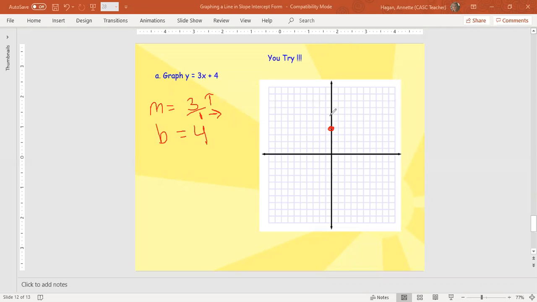My slope is 3 over 1, so I'm going to rise 1, 2, 3 and run 1. Rise 1, 2, 3 and run 1. And that's all I need. I can now graph my line straight through here.